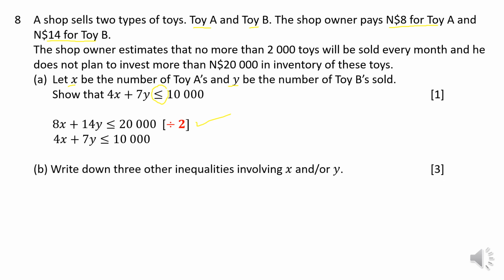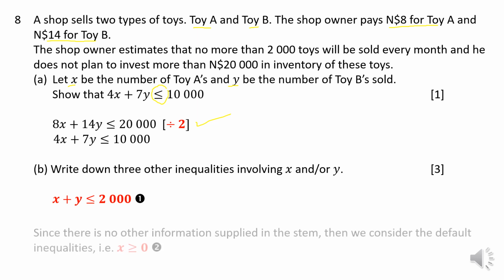Now, it's not so obvious because the information, you already have this one here, all right? Because it says involving x and or y, all right? And we know this one, x plus y should be less than or equal to 2,000. That comes from, he estimated that he does not have more than 2,000 toys that will be sold. That is the first. Most of the learners could get this one.